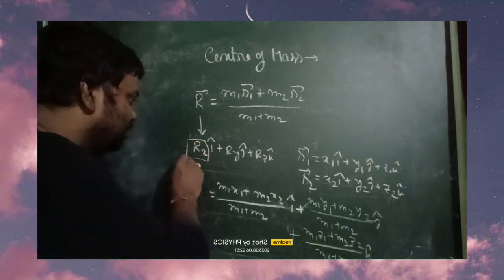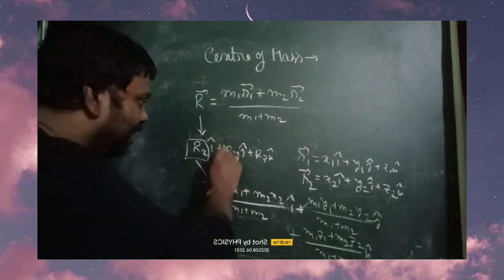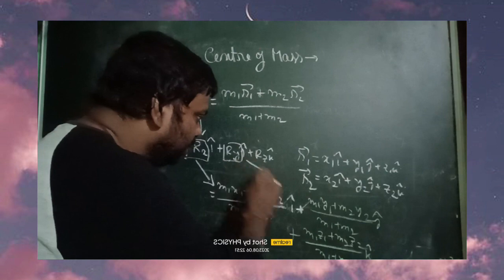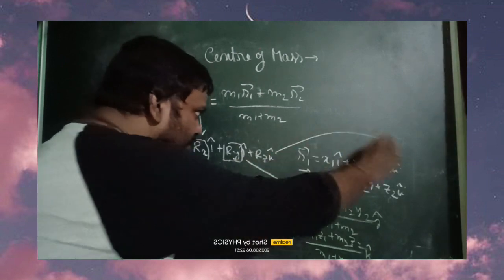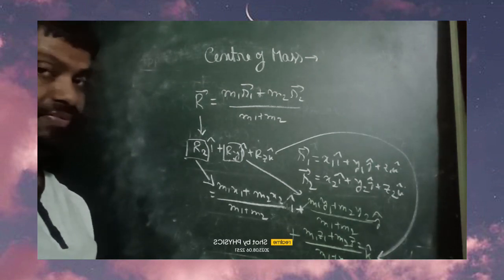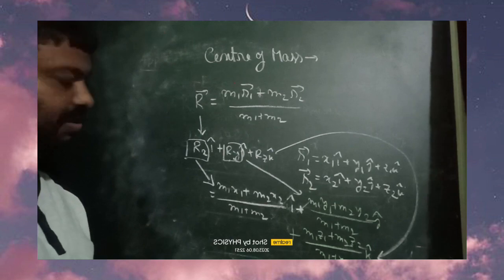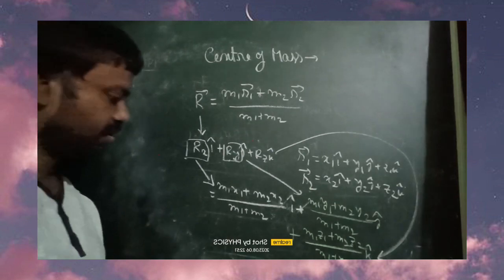So equating this, rx is equal to that, ry is equal to that, and rz is equal to that. So we can find the center of mass of the system of particles for the different coordinate systems.